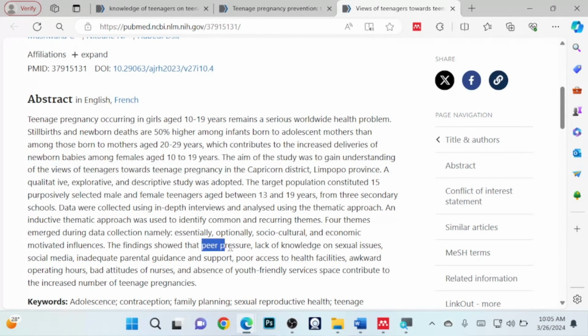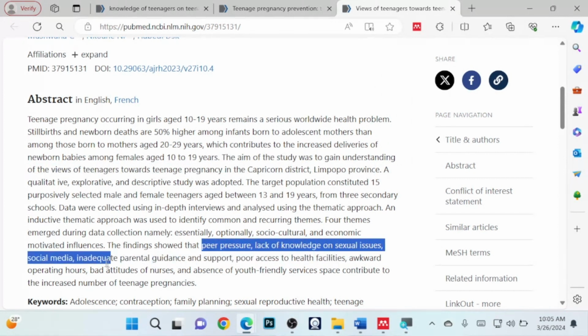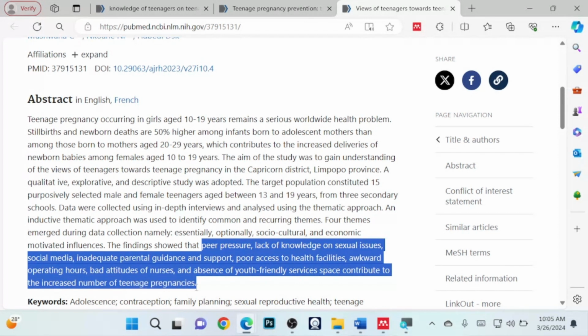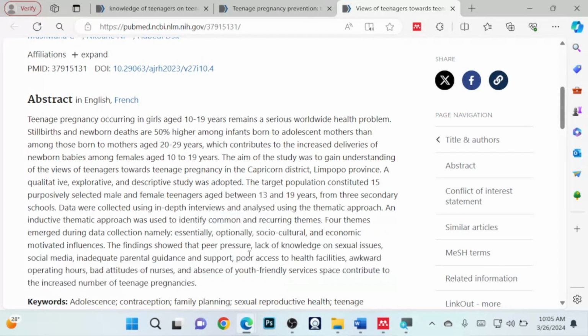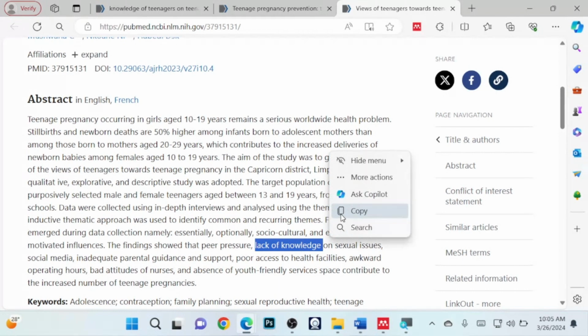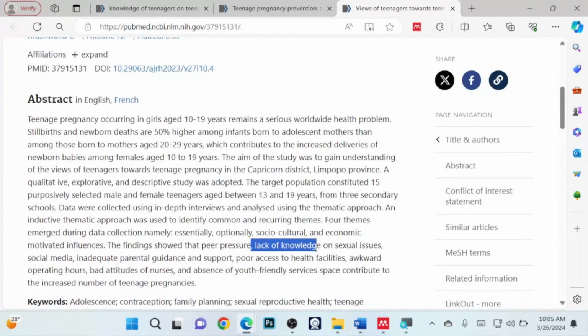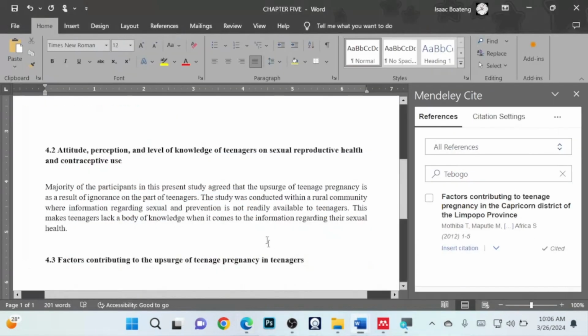The findings show that peer pressure, lack of knowledge on sexual issues, social media, and inadequate parental guidance and support were found to contribute to the increased number of teenage pregnancies. So even though it doesn't really talk about ignorance, I can see lack of knowledge. Lack of knowledge contributed to increased teenage pregnancy, and the study is looking at the views of the teenagers, who reported lack of knowledge. So I could use this particular study to support my findings here.